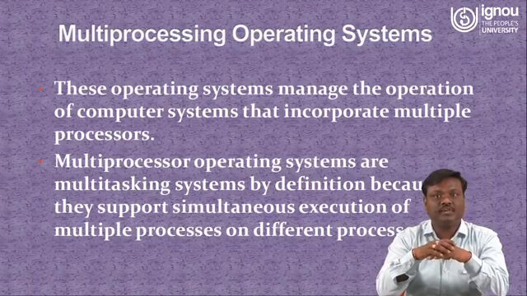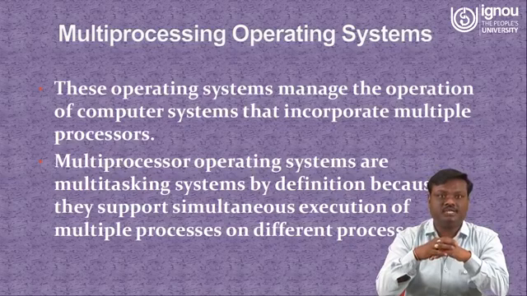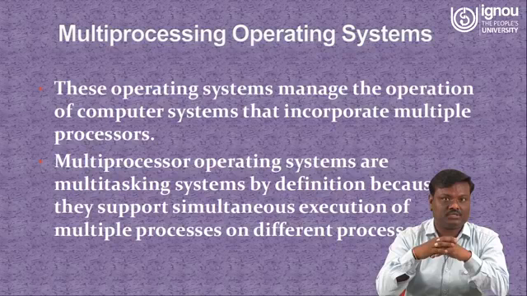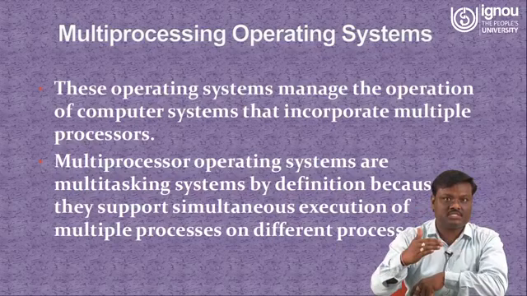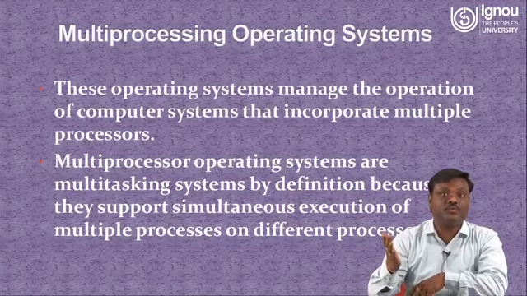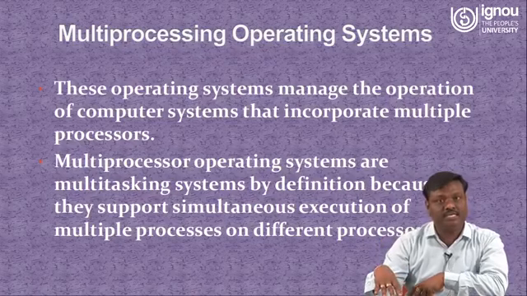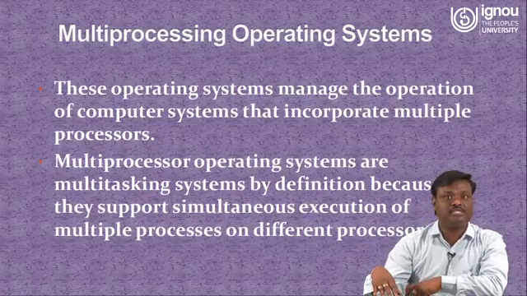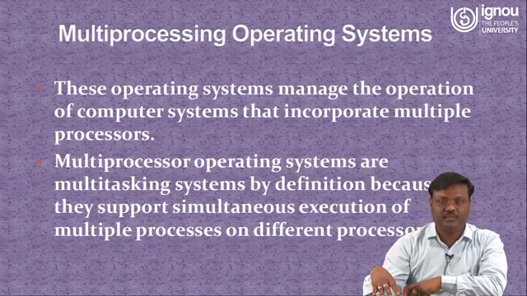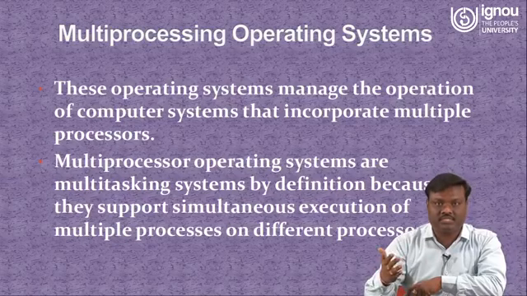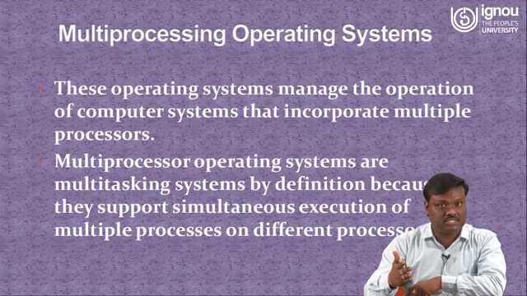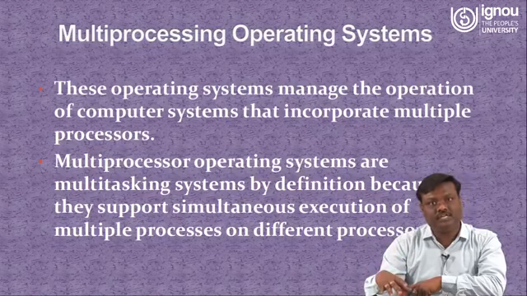So multiprocessor operating systems are multitasking systems, as you can see, by definition, because they support simultaneous process execution. There are several processes attached with several processors, more than one CPU. So the job of the multiprocessor operating system is very tedious, because it should deal with the number of processors, and that too with a band of resources also.